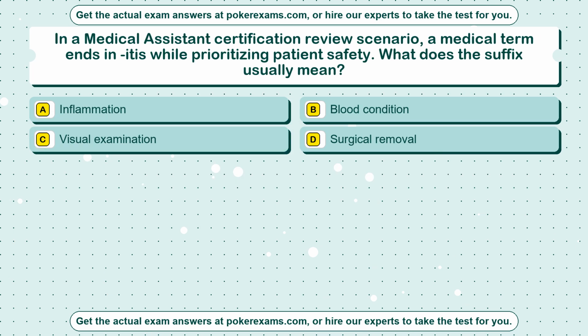Question 52. In a medical assistant certification review scenario, a medical term ends in itis while prioritizing patient safety. What does the suffix usually mean? Option A, inflammation.